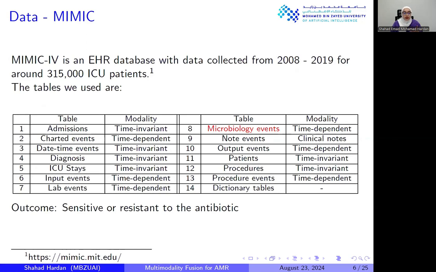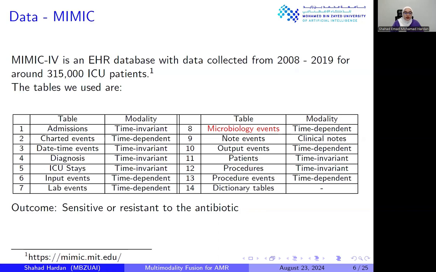So for our case, we're using the MIMIC database. The MIMIC database is publicly available. It's an EHR database that was collected for around 11 years for 350,000 patients. It has so many tables, but from these tables, we use these 14 tables. And we're focusing a lot on microbiology events because this is where we can derive our outcome, which is the sensitivity or resistance against an antibiotic that is prescribed to the patient.